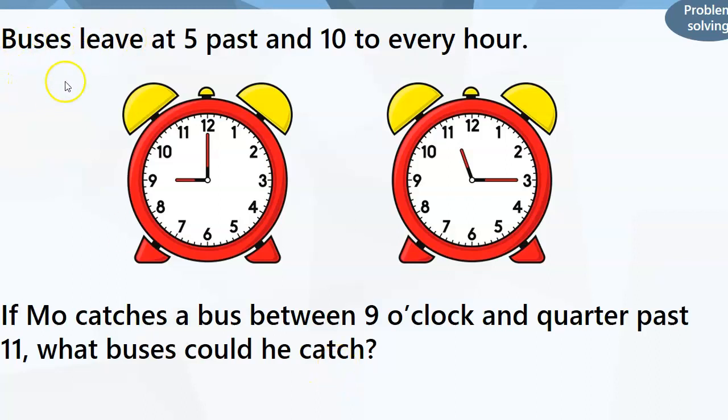Okay, so I am going to sit with my clock and put it at 9 o'clock. Then I'm going to think that buses leave at 5 past and 10 to every hour. I'm going to put the time to 5 past 9, and then go all the way around and put it at 10 to 10. And I'm going to see how many buses there are until I get to 11:15.